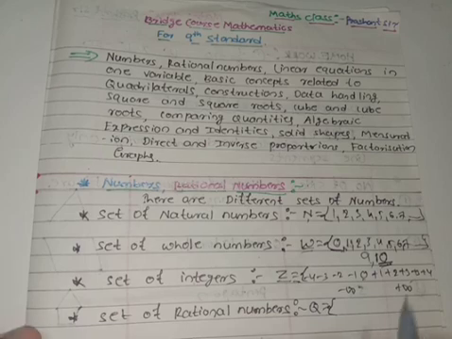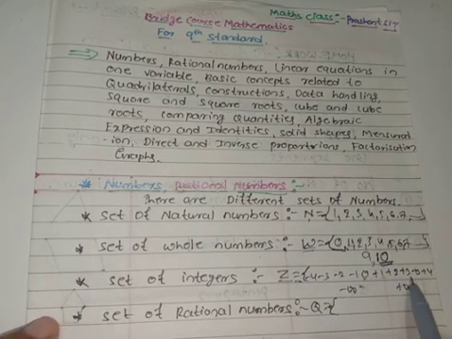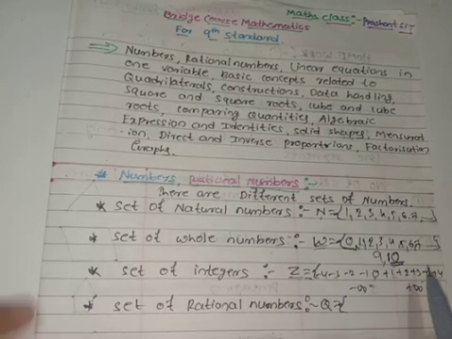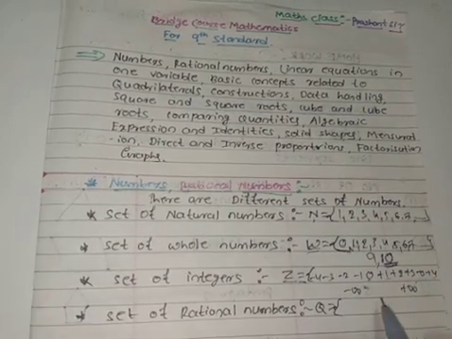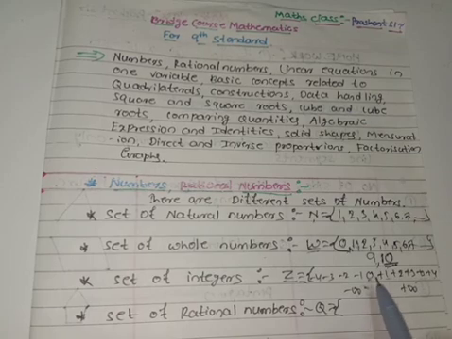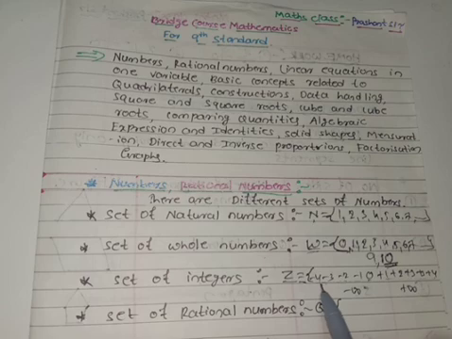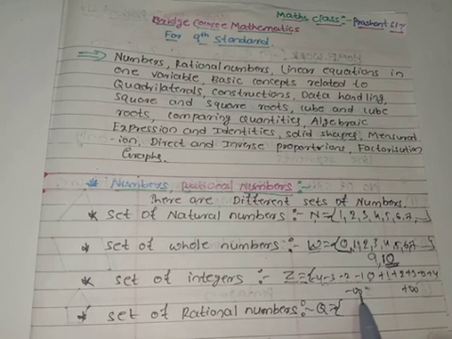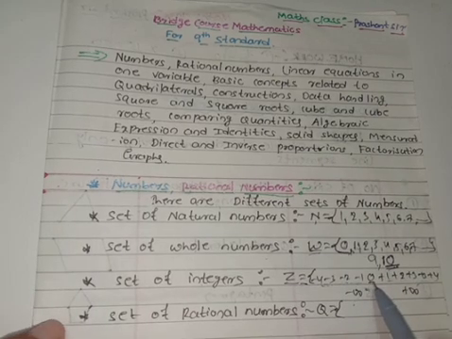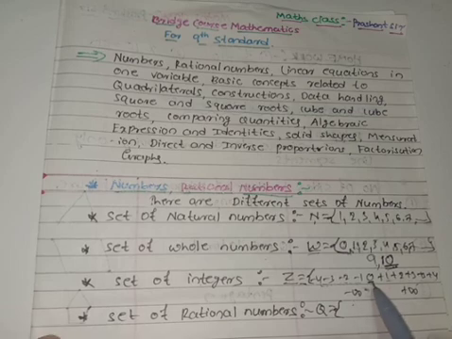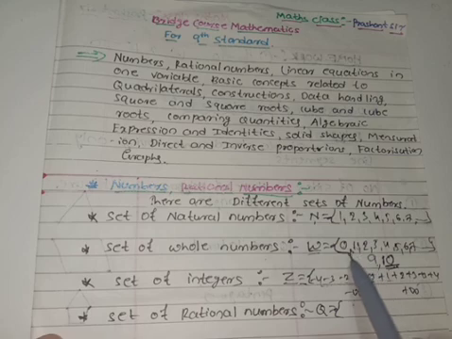Means the set of integers includes natural numbers, see here, the right side natural numbers, and the opposite of natural numbers, this side. We can say minus 1, minus 2, minus 3, minus 4, and so on up to minus infinity. And together with 0. This is important, students. Together 0. From where does 0 come? It is from whole numbers, no?